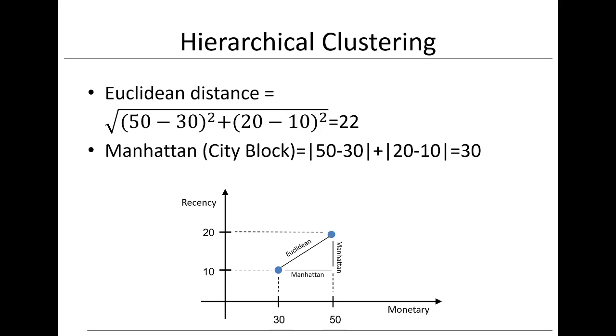A first way to measure the similarity is by calculating the Euclidean distance. This equals the square root of (50 minus 30) squared plus (20 minus 10) squared, or 22. Another measure is the Manhattan or city block distance, which is named after the street pattern of New York. This is calculated as the absolute value of 50 minus 30, plus the absolute value of 20 minus 10, or 30. Obviously, the Manhattan distance is bigger than the Euclidean distance.